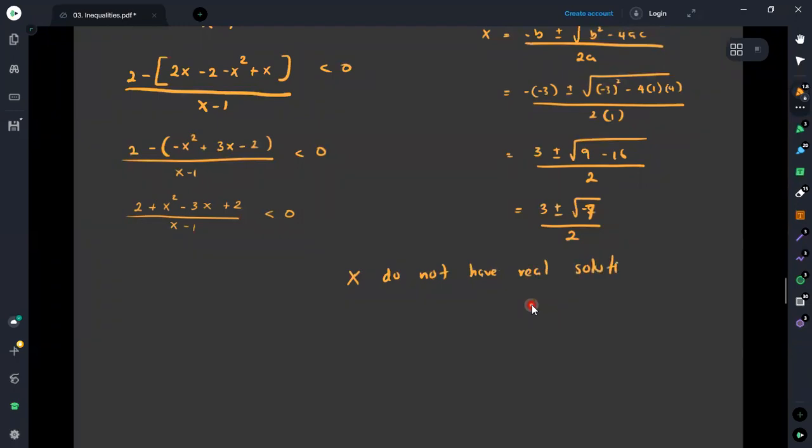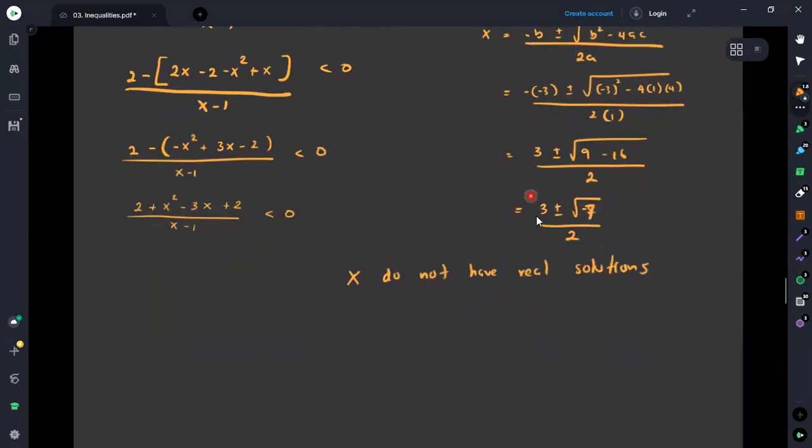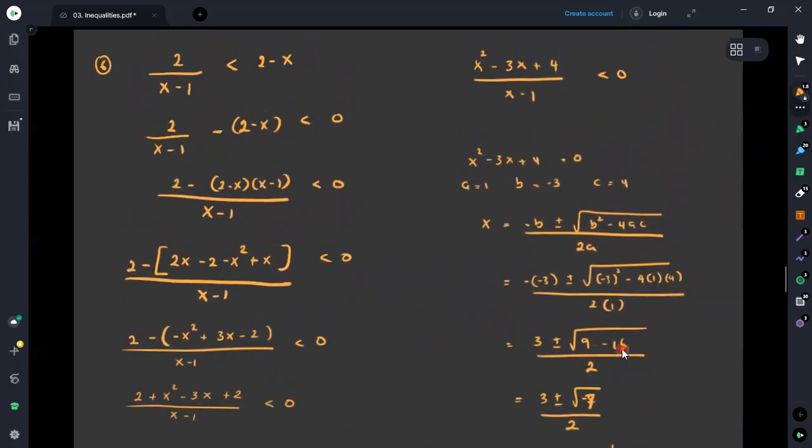Therefore, we are not going to solve this inequality, because we need to find the real solutions, and we are just discussing finding real solutions. Instead, we could find some imaginary values by taking the square root of minus 1 as i. We are not going to discuss those complex roots in this session. Therefore, we can say that x does not have real solutions, and we are not going to solve this inequality any further.